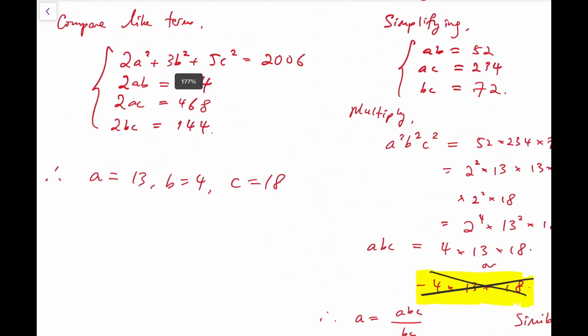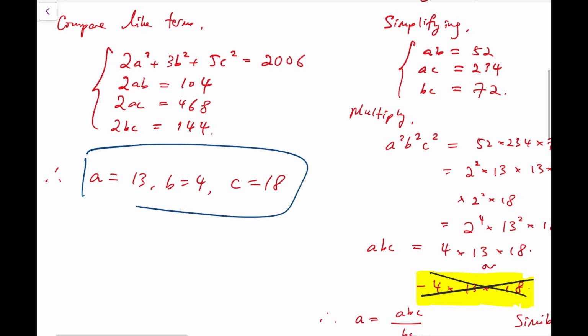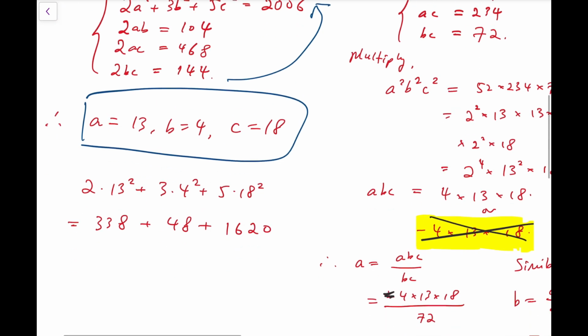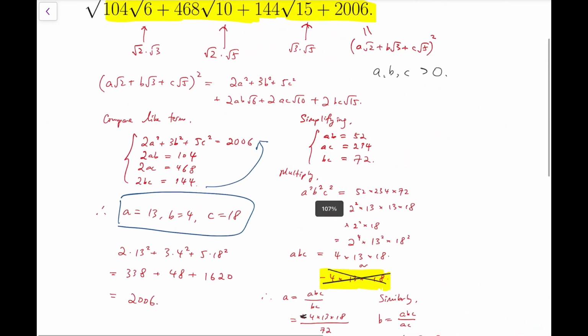Now what remains is to put this back into our first equation to check whether 2a squared plus 3b squared plus 5c squared is really 2006. Now by checking, the first one is 338 plus 48 plus 5 times 324, and that's 1620. And you add them up and you get exactly 2006. So that means these are really the solutions.